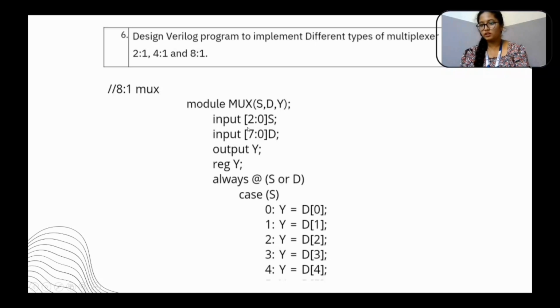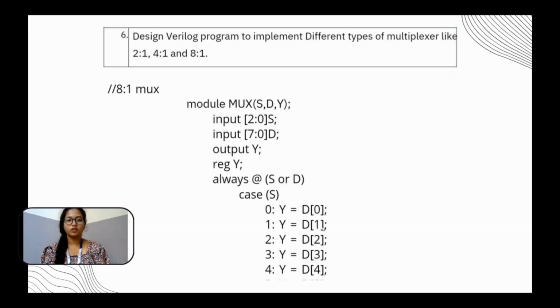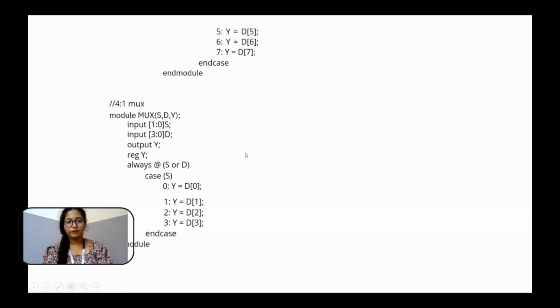As we all know, a multiplexer accepts 2 or more inputs and provides one output. In the 8 to 1 multiplexer, it accepts 8 inputs and provides one output, and it consists of 3 select lines. Here the output is Y and the register is named Y, and S represents the select line, and from 0 to 7 the inputs are given. And then we end the case and end the module.